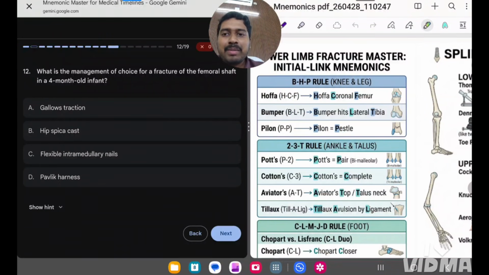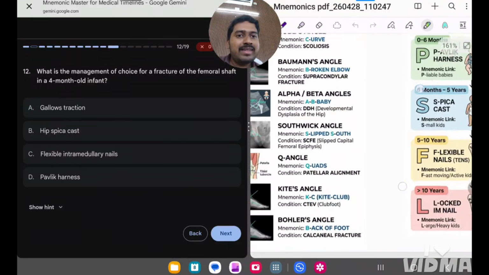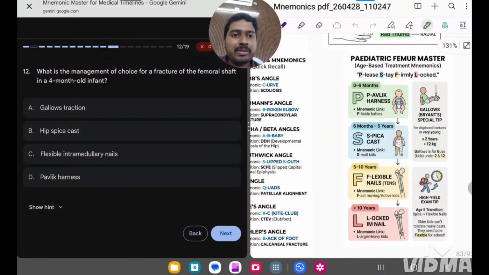Okay. Next, management of choice for fracture of femoral shaft in a 4-month-old infant. So in infancy, age related, what is the treatment for femur shaft fracture? Up to 6 months we have Pavlik harness. So how to remember this? Pliable babies. Pliable means soft babies. Okay, their bones are very pliable.